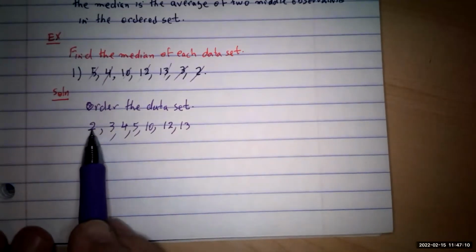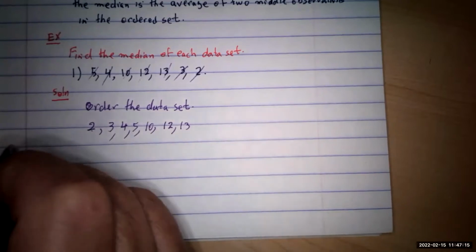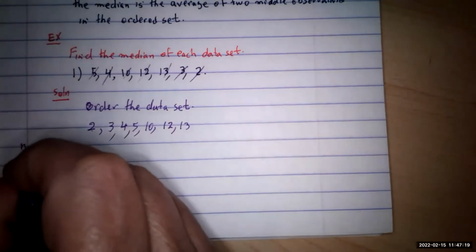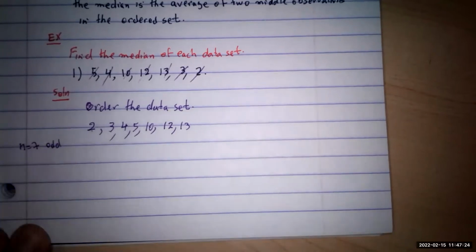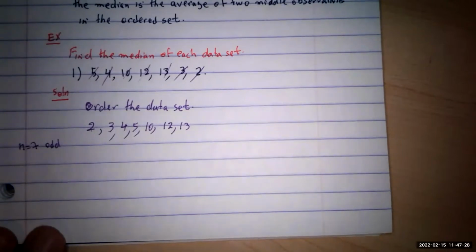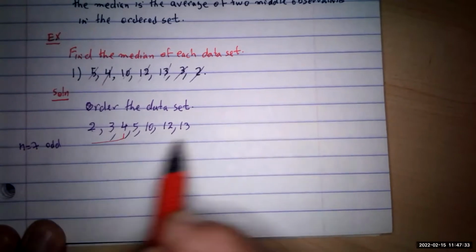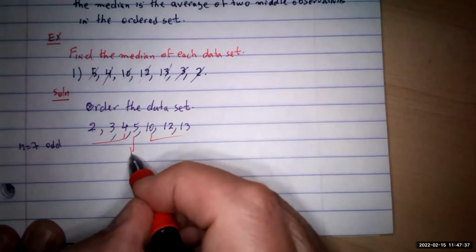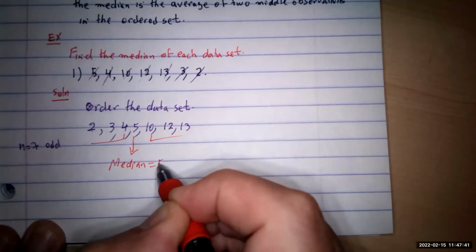How many do you have? You see 1, 2, 3, 4, 5, 6, 7. So the number of observations n is equal to 7, which is an odd number. Since it's odd, the middle is going to be 3.5 if you like. So it's going to be 1, 2, 3. That takes you to the middle one. So this is going to be the median. The median is equal to 5, and we're done.